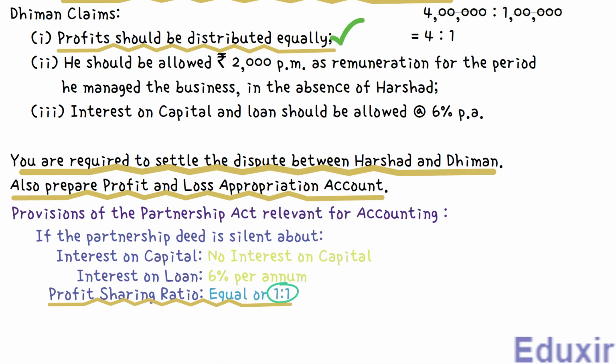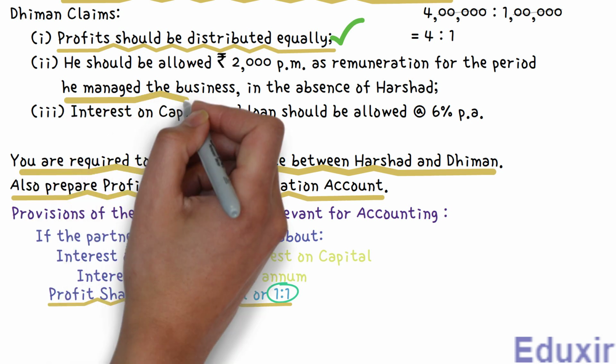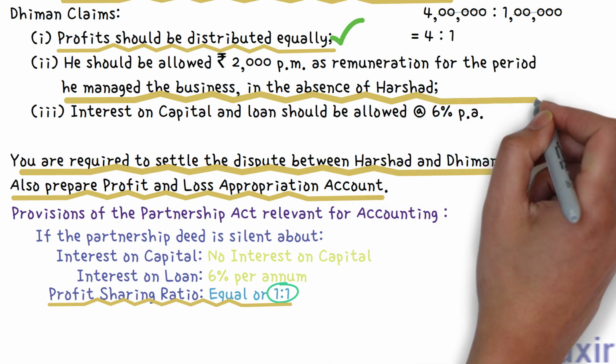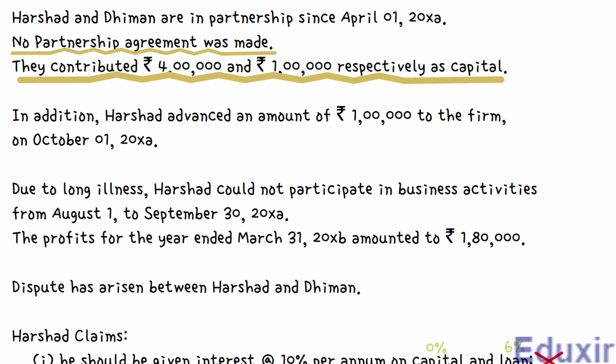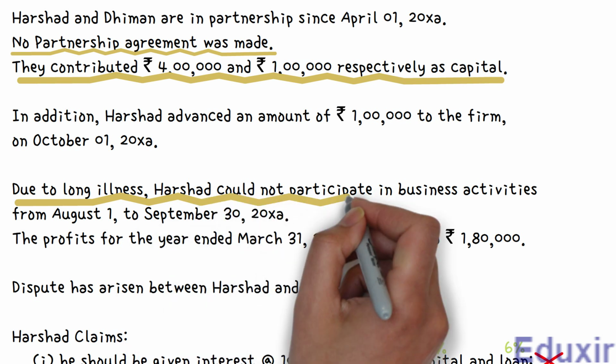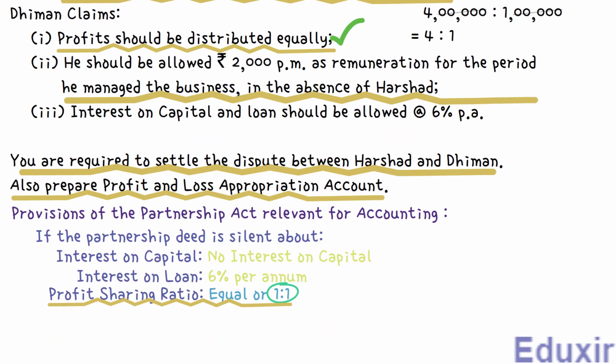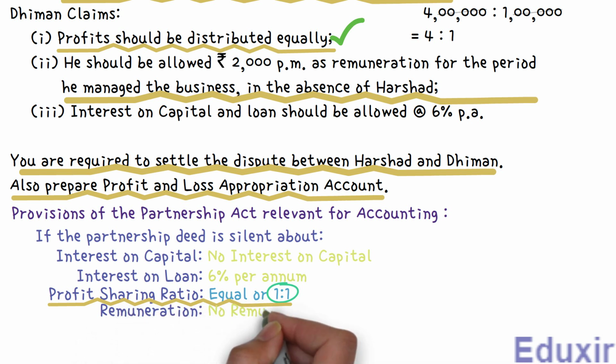Now, in the next claim, partner Dhiman is claiming that he should receive 2000 rupees per month remuneration as he has managed the business in the absence of Harshad. As per the problem, partner Harshad was away from the business activities for some period due to illness. Now, we know that as per the provisions of the Partnership Act, if the partnership deed is silent about the remuneration to be paid to the partners, then no remuneration should be paid to the partners. So this second claim made by the partner Dhiman is invalid one. With that, we have completed checking the validity of this claim.